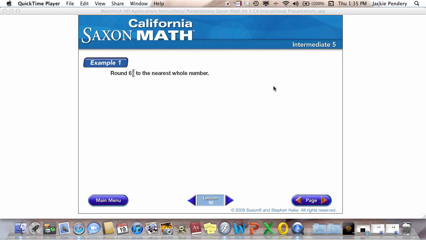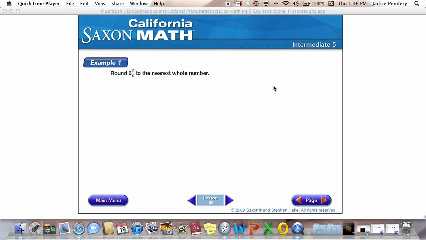Hi everybody, today we're going to talk about Lesson 92, Rounding Mixed Numbers. Today we're going to talk about how we can round a mixed number in order to make a reasonable estimate when using a fraction.